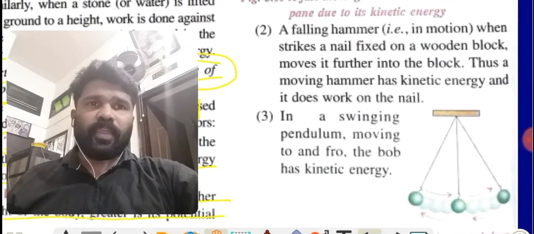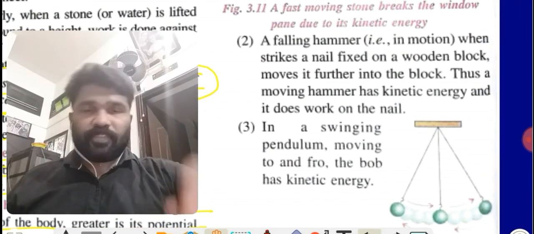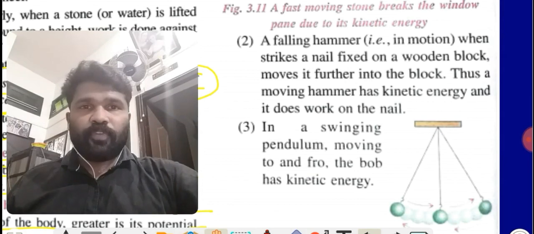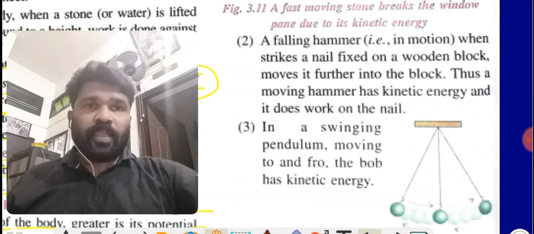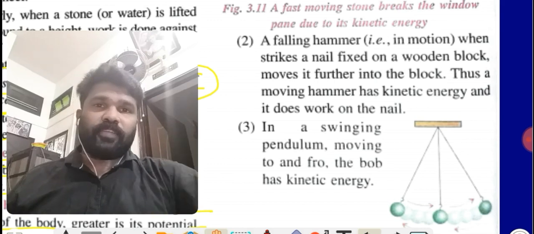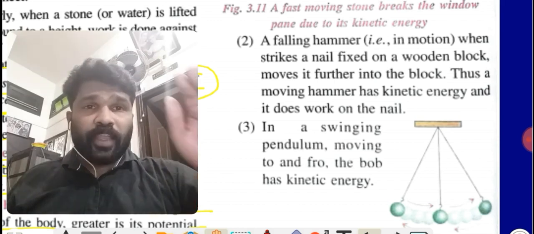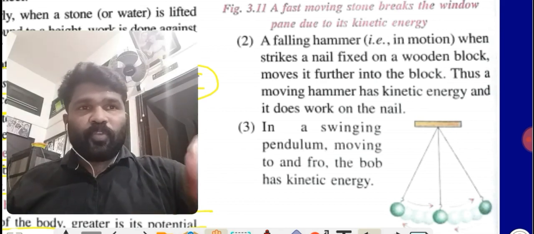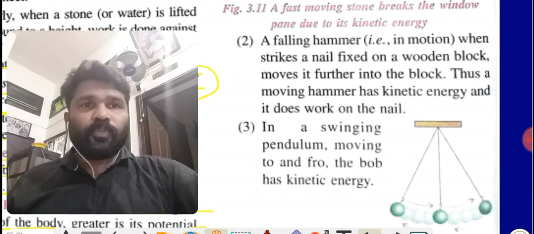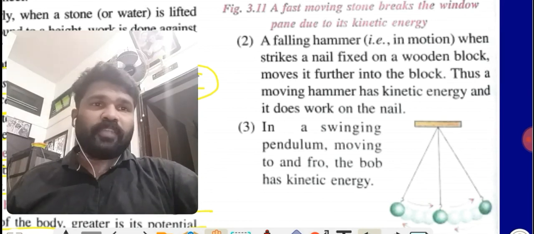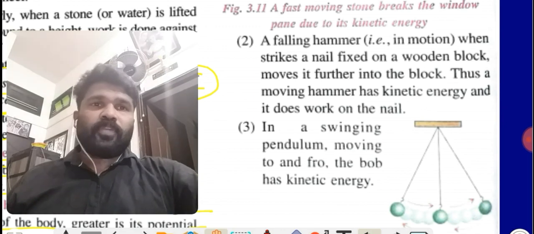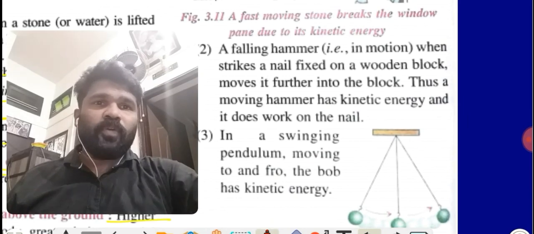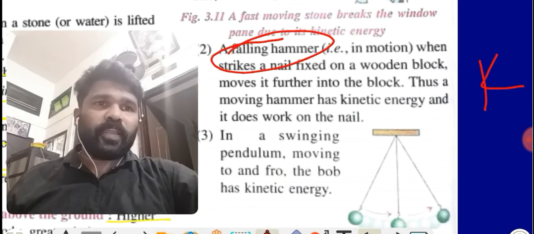Another example is a falling hammer. Yesterday we discussed this example for potential energy. Now we can discuss how it shows kinetic energy. A falling hammer, when it strikes a nail fixed on a wooden block, moves it further into the block. Thus, a moving hammer has kinetic energy and it does work on the nail.